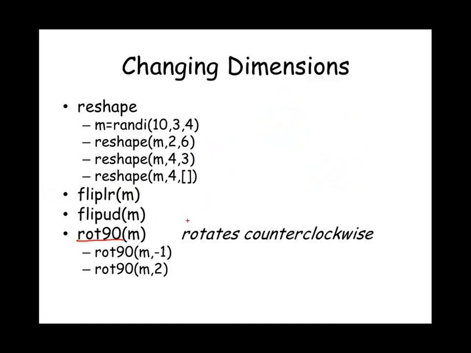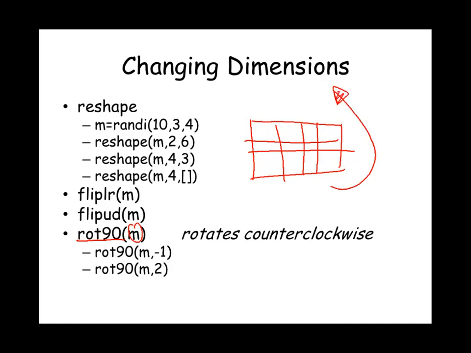Rotate 90 function takes your matrix and rotates it 90 degrees counterclockwise. So if our matrix had 3 rows and 4 columns, rotate 90 will rotate it counterclockwise, and as a result, the top right corner will now become the top left corner, and you will get a new matrix that is rotated.